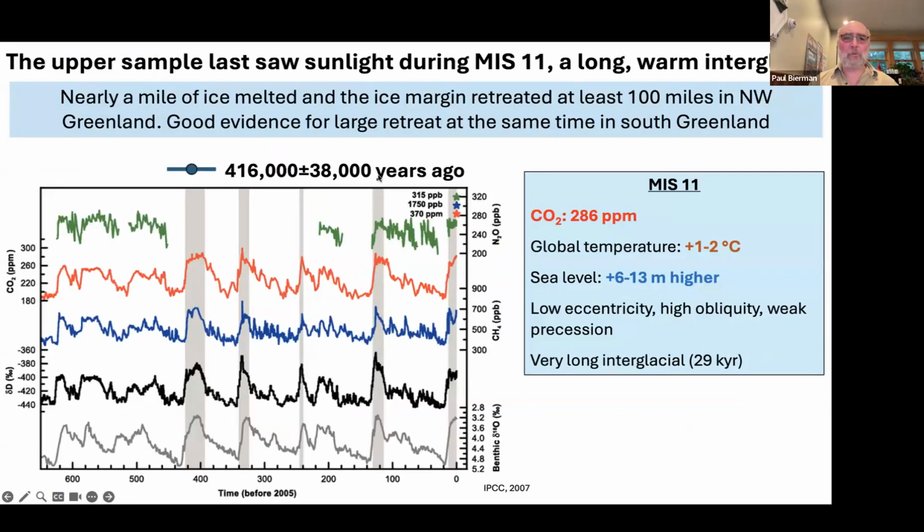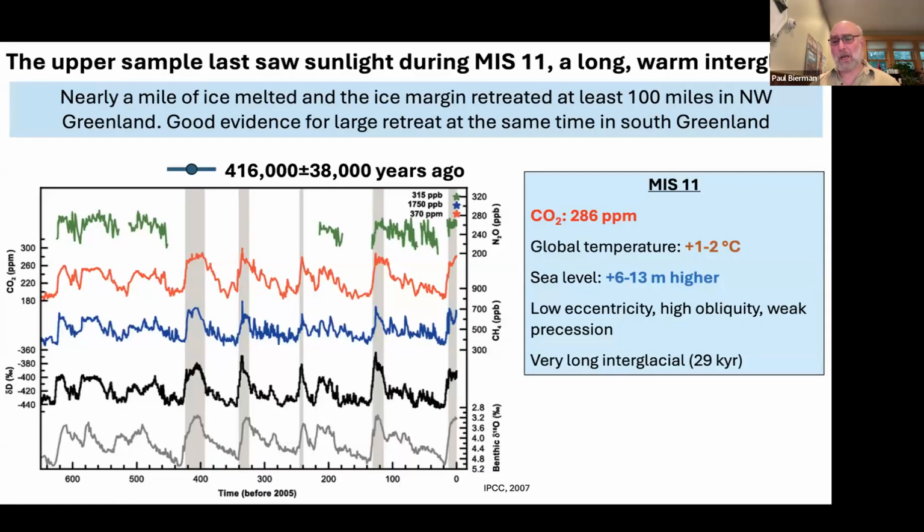From the luminescence dating, we know that that upper sample last saw sunlight 416,000 years ago. We also know that MIS 11 is a long, warm interglacial. Global temperatures at the time were probably about where we are today, between 1 and 2 degrees Celsius above background. Carbon dioxide was at 286. Sea level by the end of MIS 11 was 6 to 13 meters higher than today.